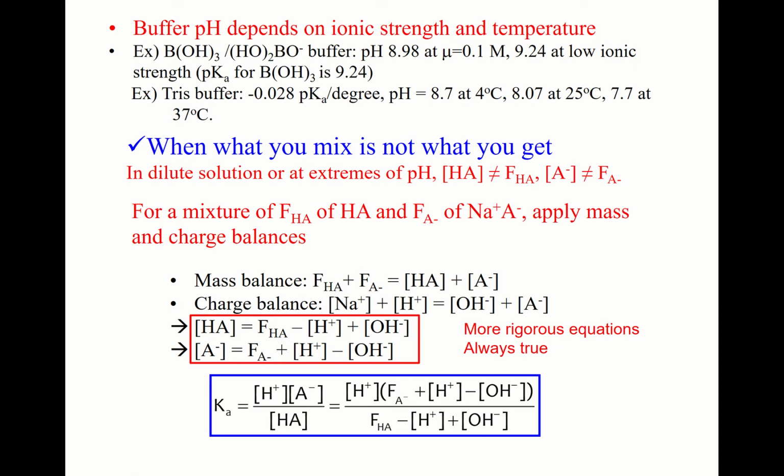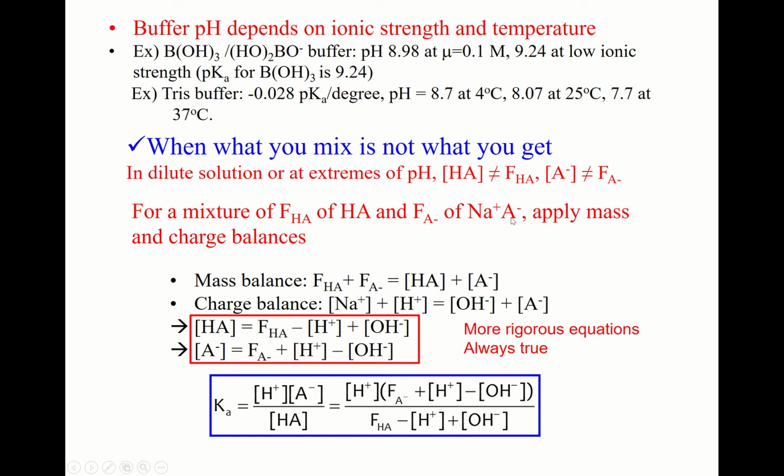In many cases that's true because the dissociation constant of HA is quite low. But let's treat this kind of problem rigorously, by applying mass and charge balance equations. Let's consider a mixture of HA and the sodium salt of the anion.